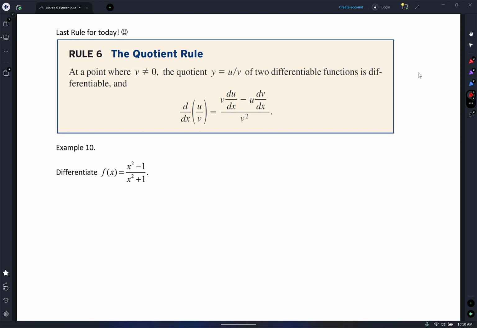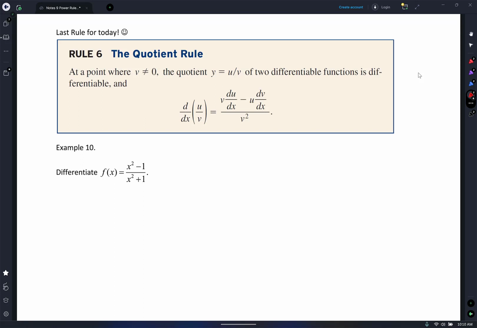Yeah, that might be too much. I'll sing you the little song in a little bit. So notice u over v, the u's in the top, the v's in the bottom. Bottom times derivative of the top minus top times derivative of the bottom over bottom squared. Some people like that. Just give me the definition. And then some people prefer the little song. Ready for the little song?